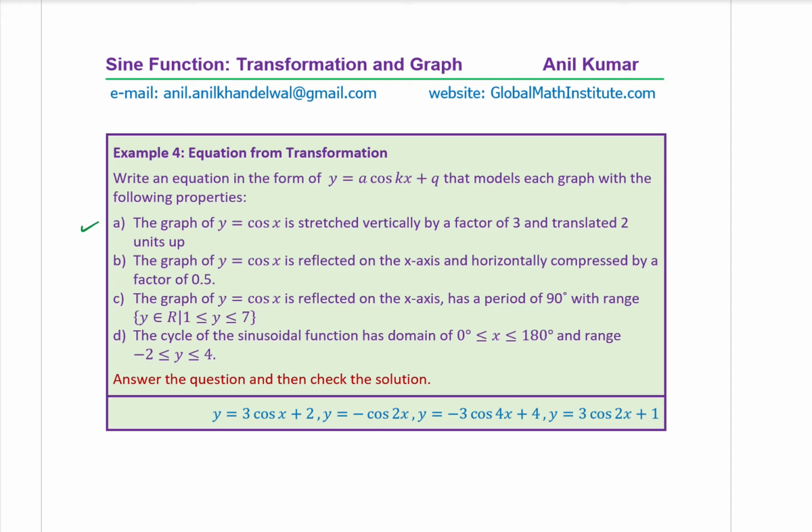B. The graph of y equals cos x is reflected on the x-axis and horizontally compressed by a factor of 0.5. C. The graph of y equals cos x is reflected on the x-axis, has a period of 90 degrees with range y belongs to real numbers and y is between 1 and 7, both included. D. The cycle of a sinusoidal function has domain between 0 and 180 degrees and range between minus 2 and 4. So I'd like you to pause on these questions and then look into my suggestions.